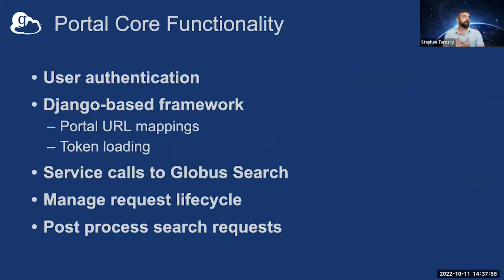So the core functionality of this portal is what? User authentication at the top. And then we have this extensible modular framework in Django that's built on Python. Open source, can really be used for almost anything. Doesn't have to be a science portal. It can be any kind of web application you want to use it for. Within that framework, we get lots of different things like portal URL mappings and token loading. We're going to be making service calls to Globus Search, managing that request lifecycle, and then process those search requests.